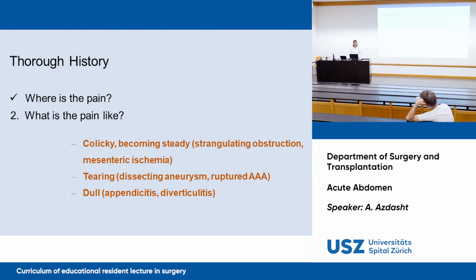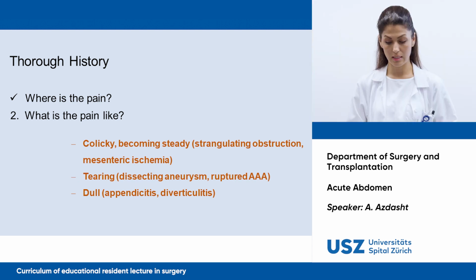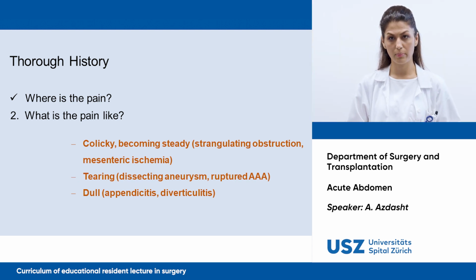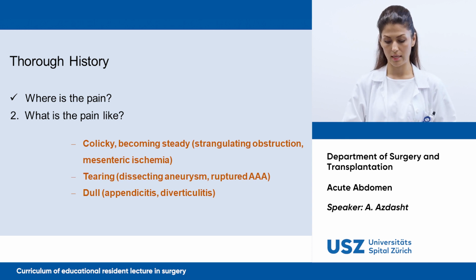After knowing where the pain is, you ask for the quality of the pain. So is the pain rather colicky, like in a mesenteric ischemia, for example, or cholecystitis? Or is it a severe tearing pain, like in a ruptured aortic aneurysm or dissecting aneurysm? Or is the pain rather dull, like in an appendicitis or diverticulitis?